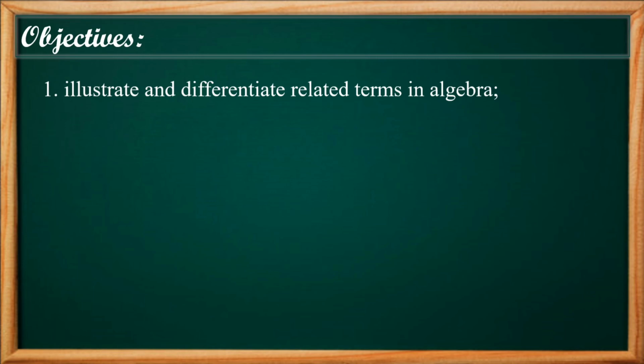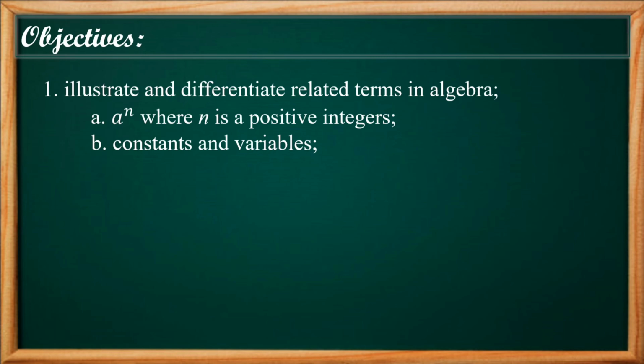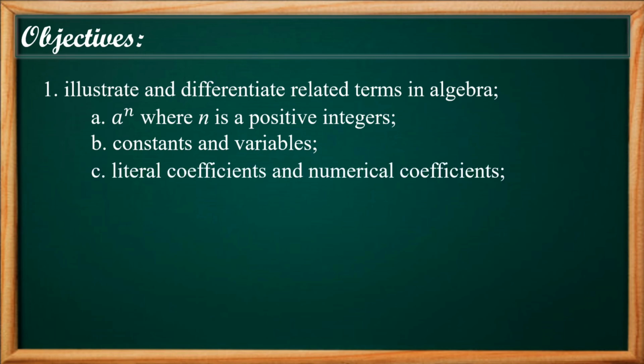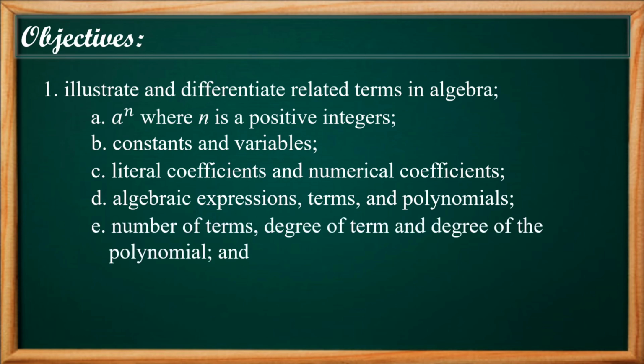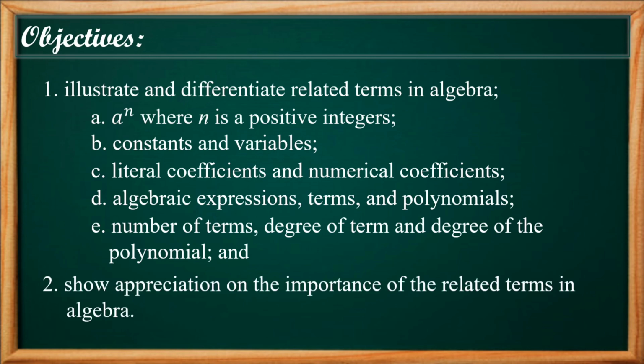Illustrate and differentiate the related terms in algebra. Those are a raised to n, where n is a positive integer, and that is what we call the exponents. And remember, it is always a positive integer. Then, constant and variables. Then, the literal coefficient and the numerical coefficient. Letter D, the algebraic expressions, terms, and polynomials. And letter E, number of terms, degree of terms, and degree of polynomial. And number 2, show appreciation of the importance of the related terms in algebra. Okay, this would be our objectives for this video.